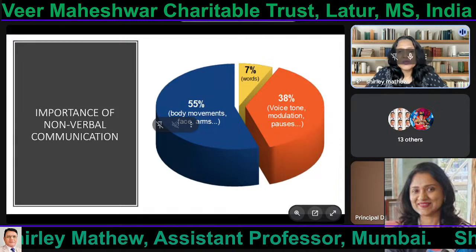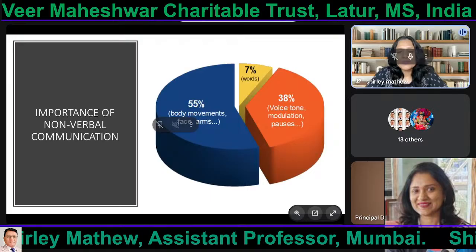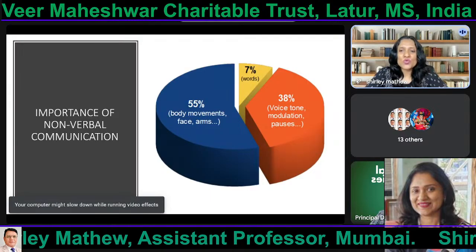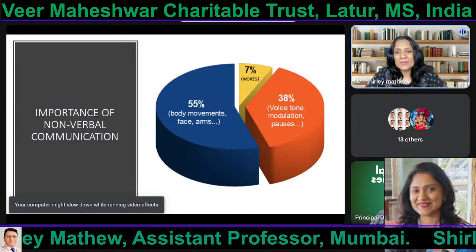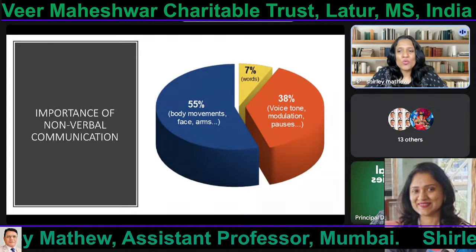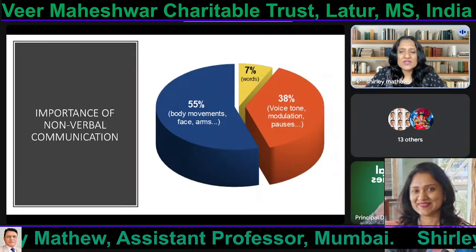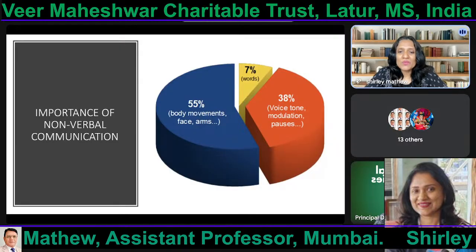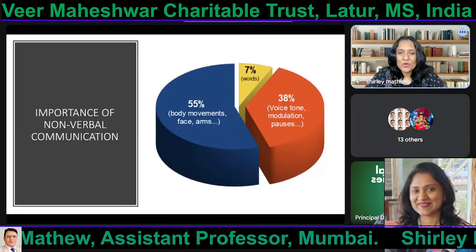So when we are talking about the importance of non-verbal communication, if you look at Albert Mehrabian's model of communication, he talks about how our actual words only carry 7% of the meaning. 38% of the meaning or the message is through your voice, tone, pauses, etc. And 55% of the meaning is through the body language, body movements, and all of that.